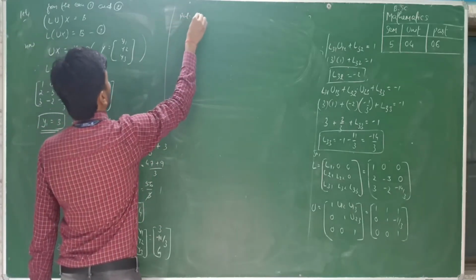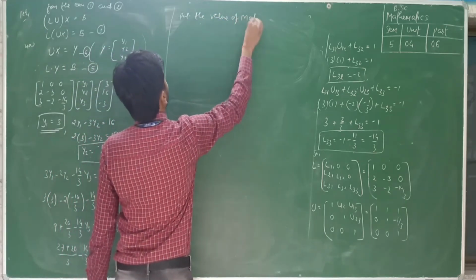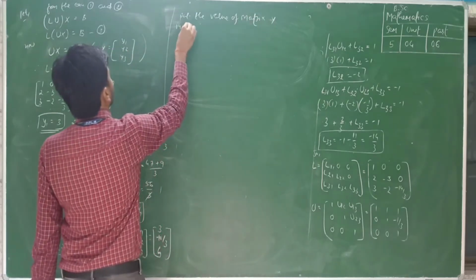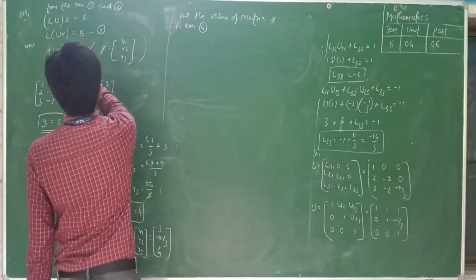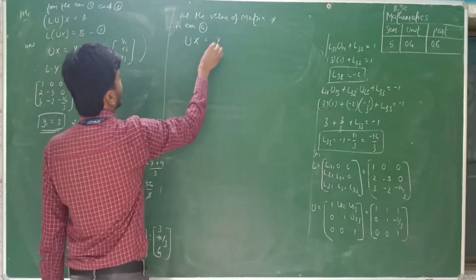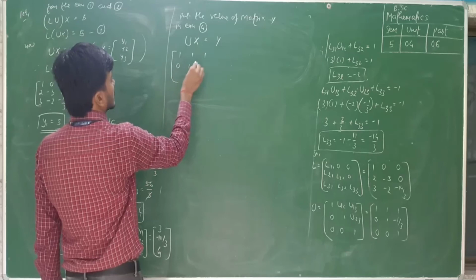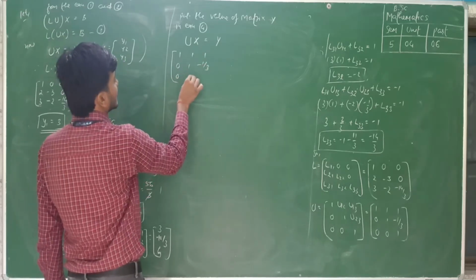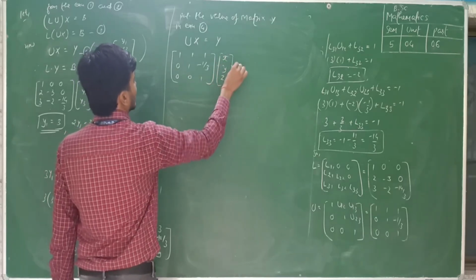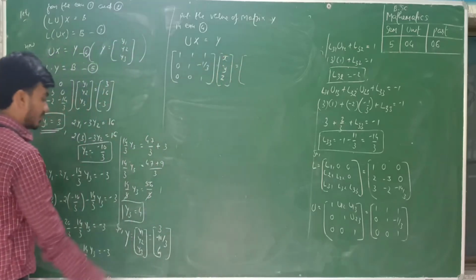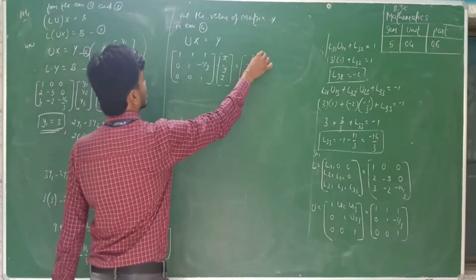Put the value of matrix y in this equation number 4. So equation number 4, ux is equal to y. So u, that is the unit upper, is equal to 1 1 1, 0 1 minus 1 by 3, 0 0 1, into x. That means the x matrix, these unknown variables x y z. The y matrix is 3, minus 10 by 3 and y3, that means 4.